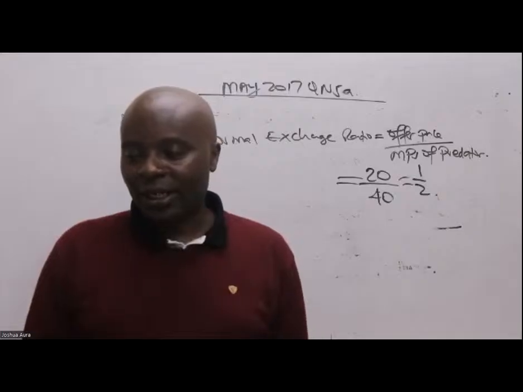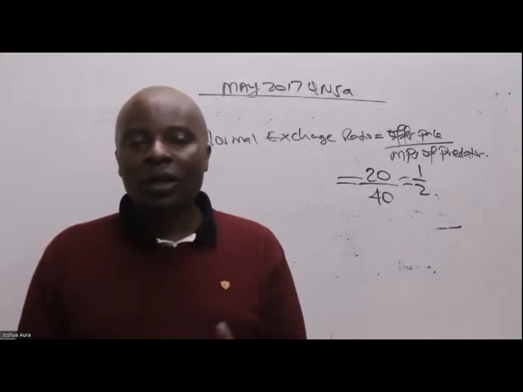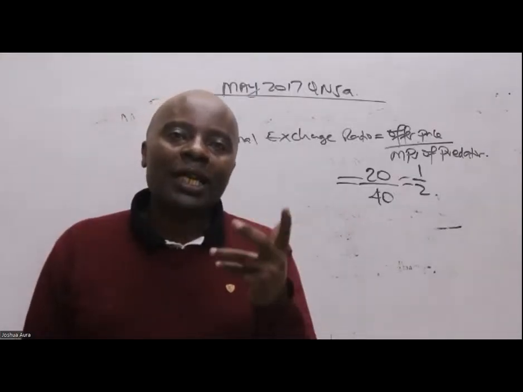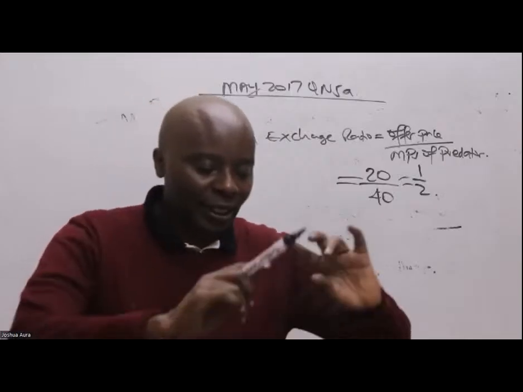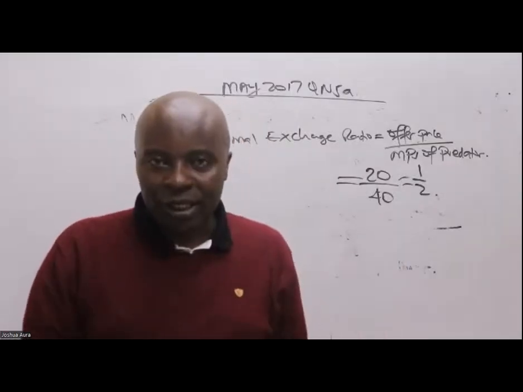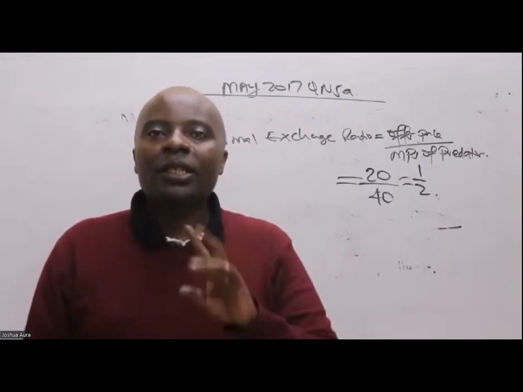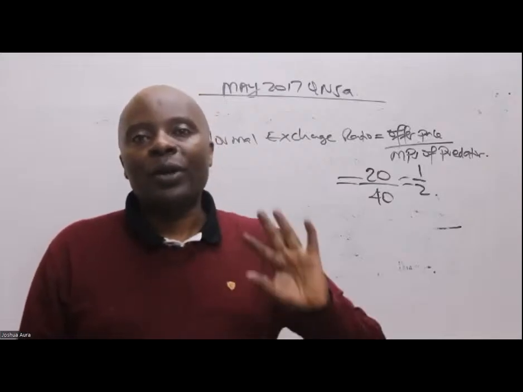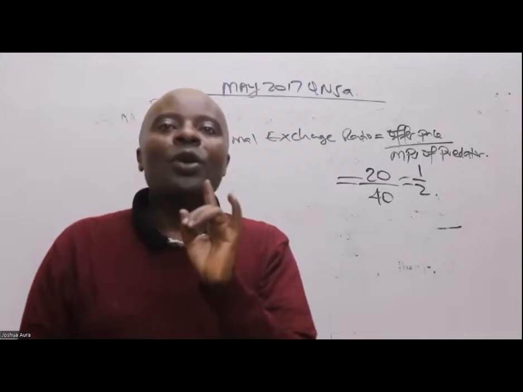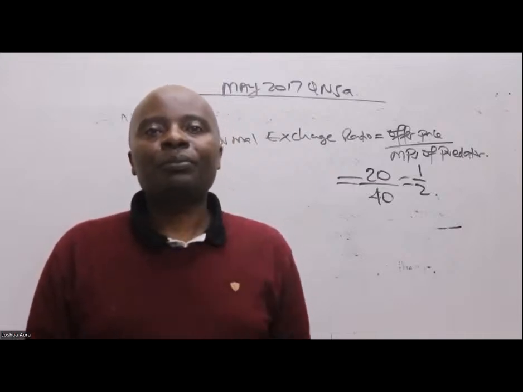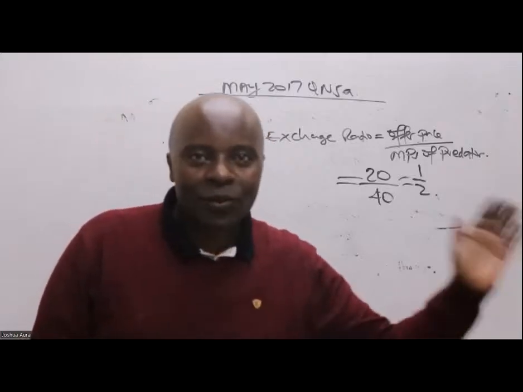So come back to the hint. Whenever you are given an offer price, which in this case, for your revision, you can write in brackets shillings 20, always compute the normal exchange ratio, and then you highlight with yellow.